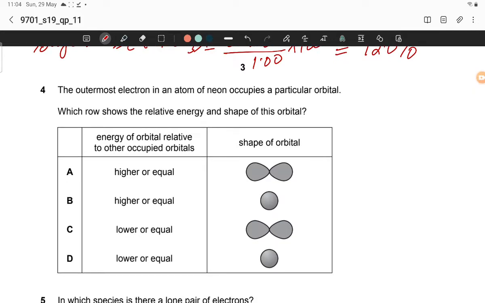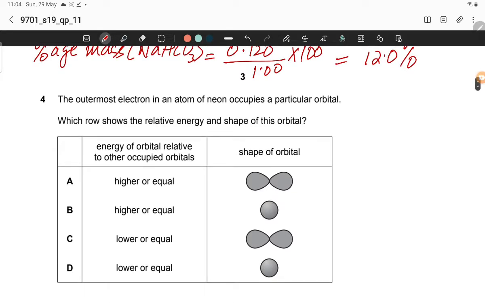Question number 4. The outermost electron in an atom of neon occupies a particular orbital. Which row shows the relative energy and the shape of this orbital? Neon's atomic number is 10 and its electronic configuration is 1s2, 2s2, 2p6.